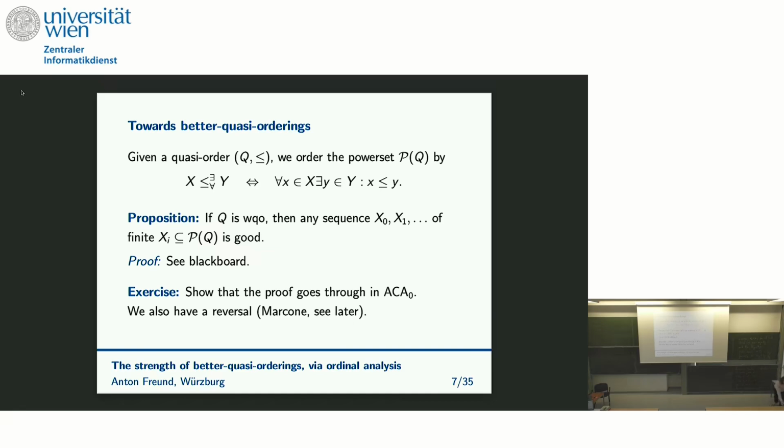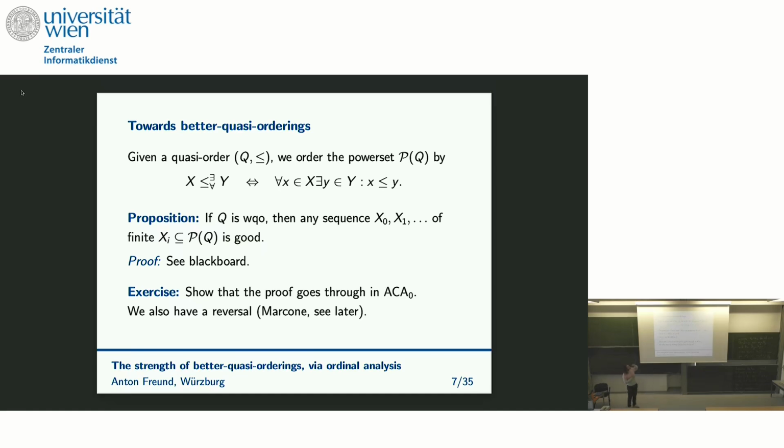Okay, so that's the proof of that as a proposition. And maybe one small exercise is to show that this goes through in ACA naught. That may not be immediately clear because I iteratively picked these infinite subsequences, but you can pick them all at once by using Ramsey's theorem for 3-tuples. So that's maybe something nice to do if you haven't seen that before.